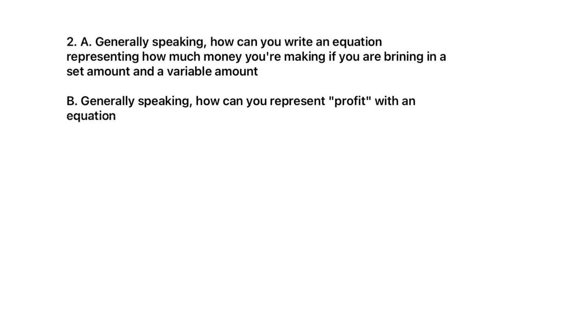Looking at this one, generally speaking, how can you write an equation representing how much money you're making if you're bringing in a set amount and a variable amount? You could say that the amount of money you're making is, let's say, revenue. That's how much money you're bringing in. And that will always equal the set amount, which is a constant, plus the variable amount.